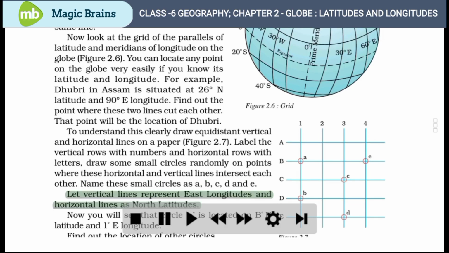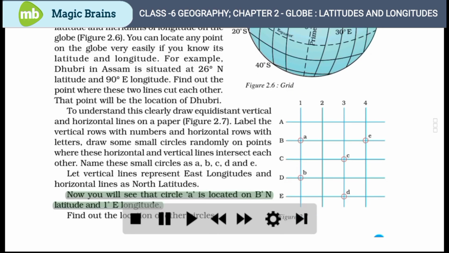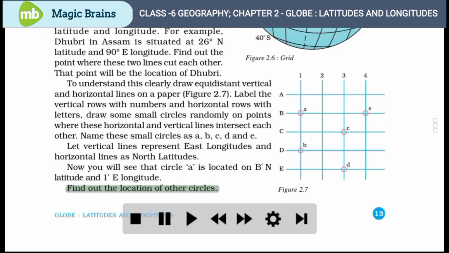Let vertical lines represent east longitudes and horizontal lines north latitudes. Now you will see that circle A is located on B degree north latitude and 1 degree east longitude. Find out the location of other circles.